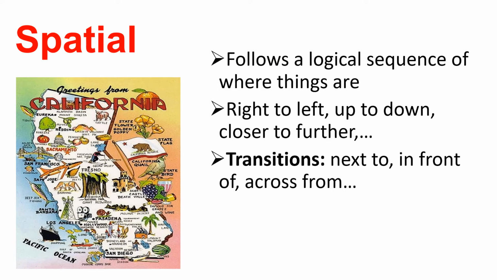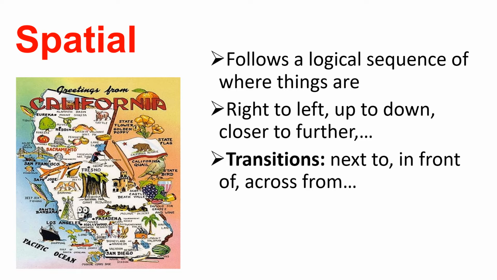The next one is spatial ordering. Now this is the one we don't think of very often. Chronological is kind of logical. We think of things in chronological order. But spatial ordering follows a logical sequence of where things are in relationship to other things.